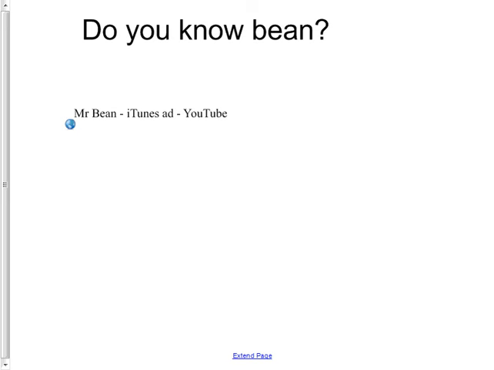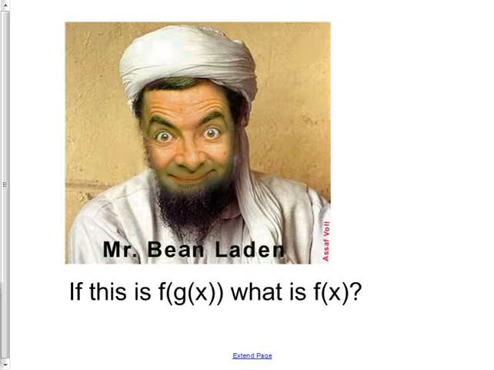Okay. And do you know Mr. Bean? I'm going to play this. I'm going to pause for a second. Okay, so if this is f of g of x, what would f of x be? In other words, what you're trying to figure out is which one got put inside of the other one. Okay? You get what I'm saying? So g of x is like what? G of x is like the inside, and therefore g of x is like Mr. Bean. Okay, so what's f of x? Bin Laden. That's right.